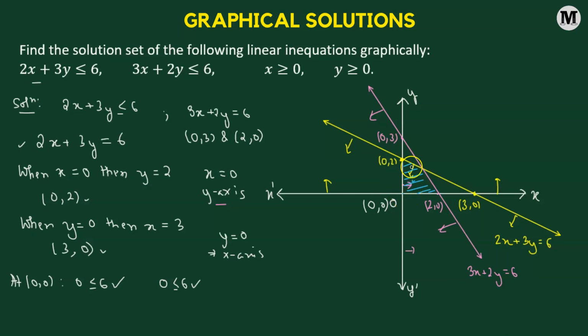Then x greater than 0 and y greater than 0, that means we are in the first quadrant. So this is going to be the common solution set. So this is going to be the solution set.